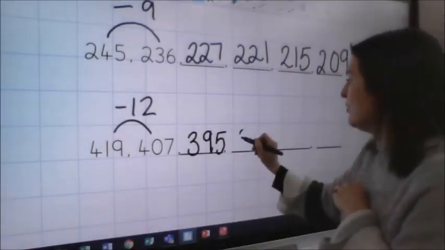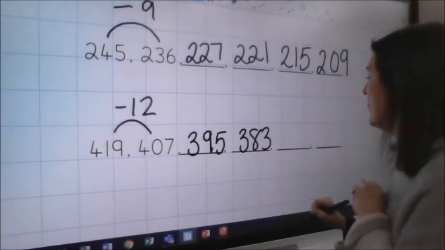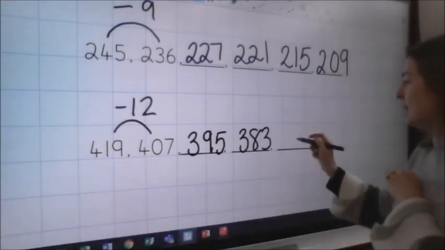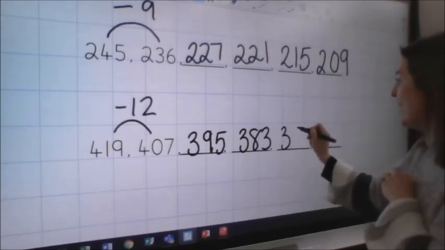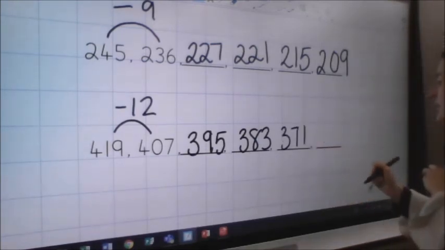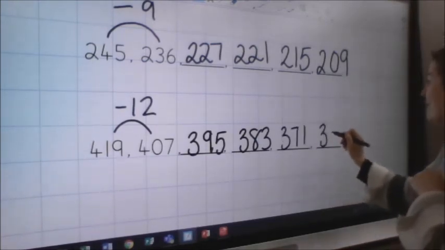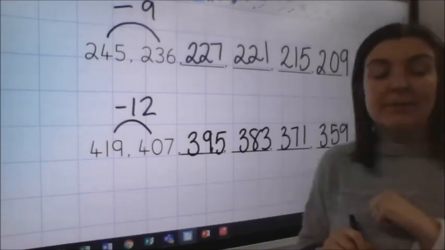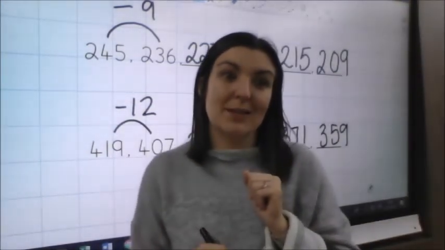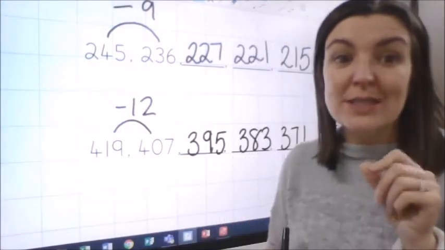So then 383, 371, then 359. Okay, so see how you did. So that's for the final section then.